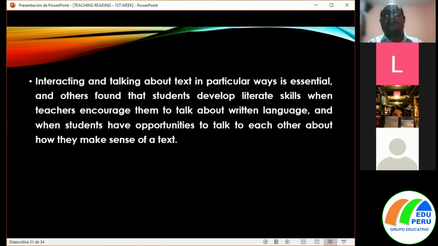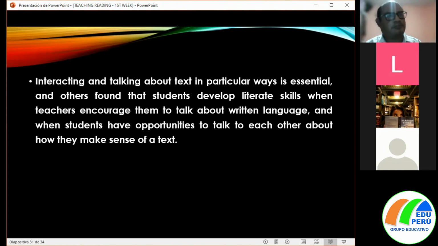Because sometimes we do some reading activities, but the students work on their own, no? They don't interact. It's very important that they can interact with each other. Notice here, not just student and teacher. Oh yeah, please give me your opinion about the reading, or tell me what would be the title of the text according to the pictures.